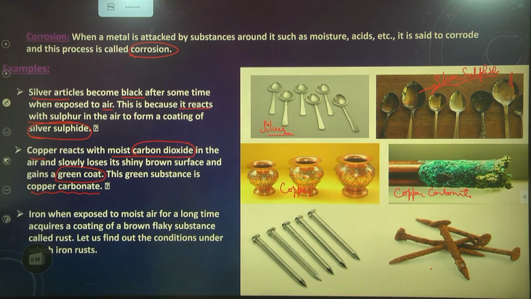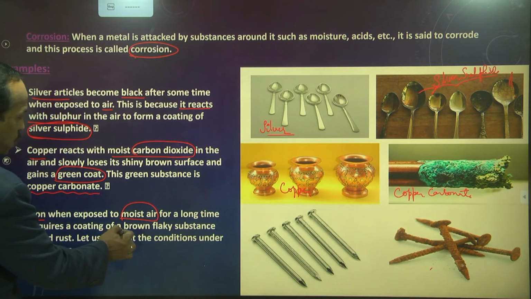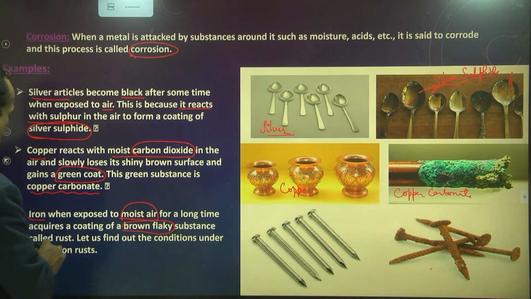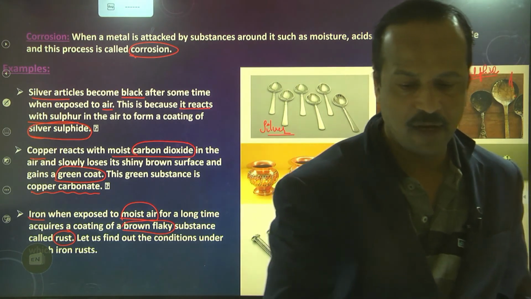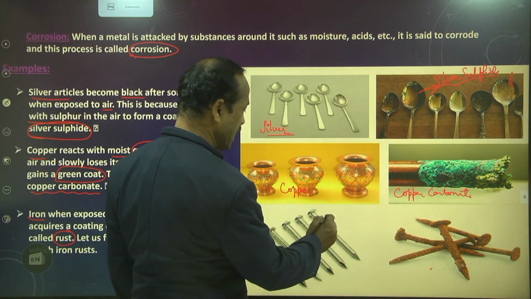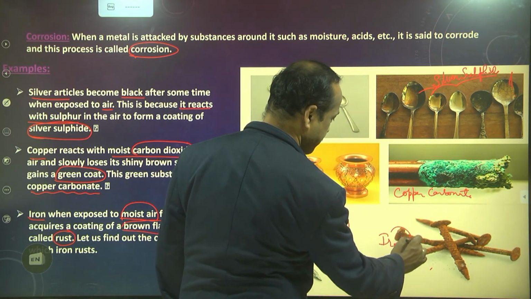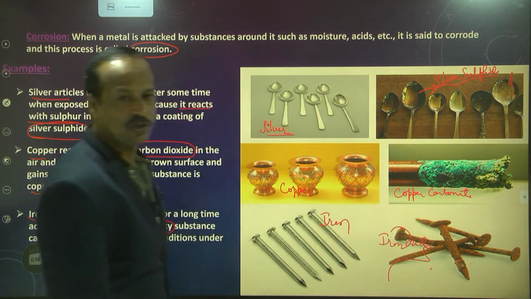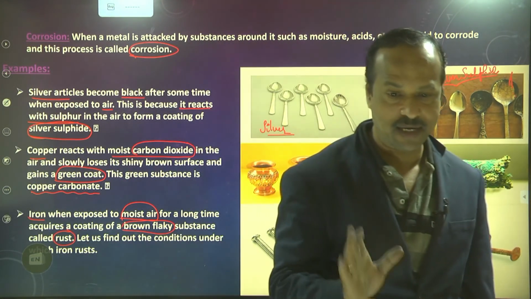Yes, sir. And the last one, you know. The last one is iron. Iron, when exposed to moist air for a long time, acquires a coating of a brown flaky substance, and that is called rust. So rust is nothing but an oxide. In moisture and oxygen, the iron reacts and forms rust. So this is iron, and this is iron oxide. So that is about the reaction of air with metals.